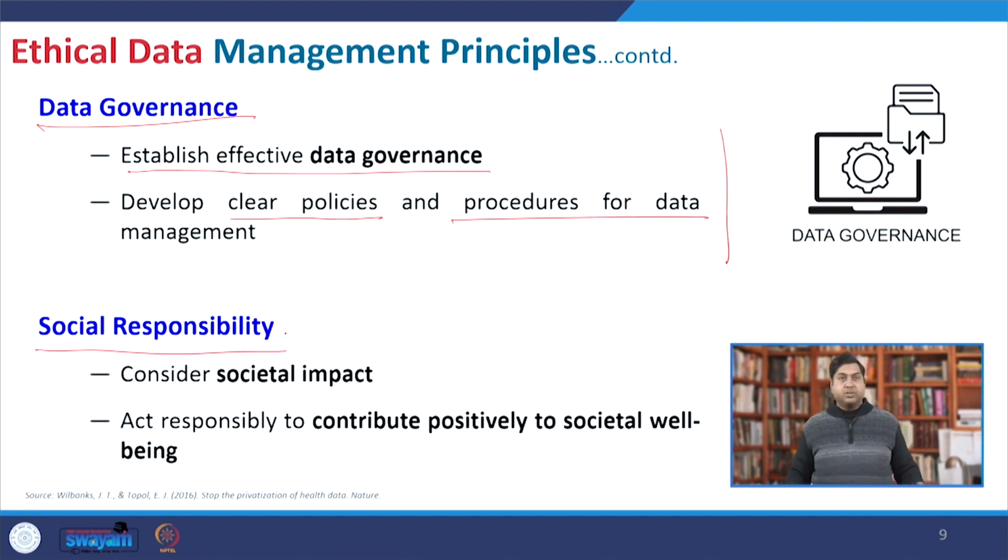Then coming to social responsibility, in this case definitely societal impact we need to consider, if you are going to showcase some findings from that point. So, act responsibly to contribute positively to societal well-being. It should not be something that defames some part of the society, or something that you do through your research that makes some sort of indirect defamation or insult to a certain group. So basically, when you are going for cross cultural research, or maybe work on the indigenous people, definitely you should be considerate and act very carefully to take care of the social responsibility.